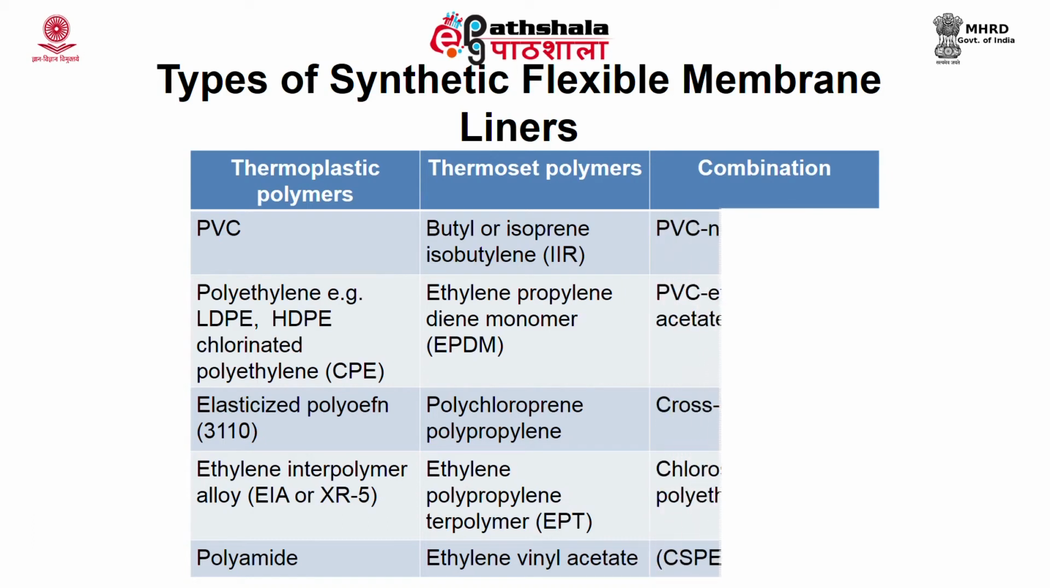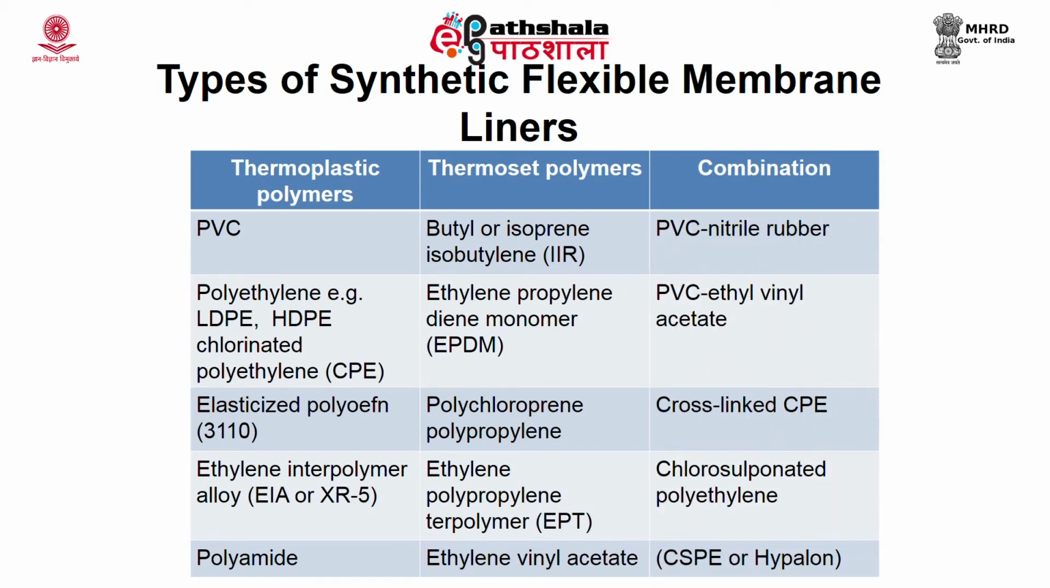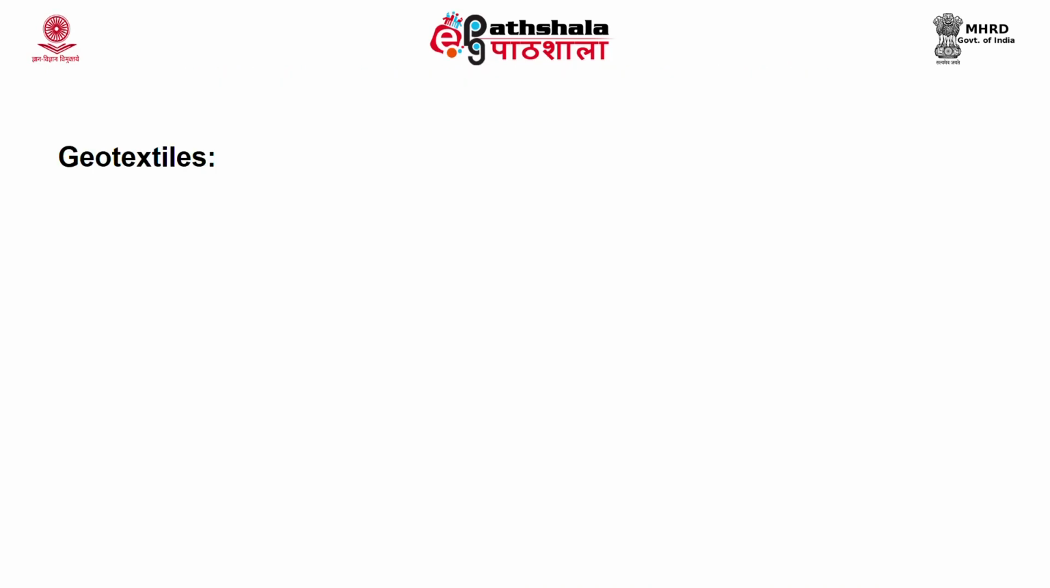In combinations, that is thermoplastic and thermoset polymers, you find PVC nitrile rubber, PVC ethyl vinyl acetate, cross linked CPE, that is chlorinated polyethylene, chlorosulfonated polyethylene and hypalon. These are also used as synthetic flexible membrane liners. Next type of liner material is geotextile.